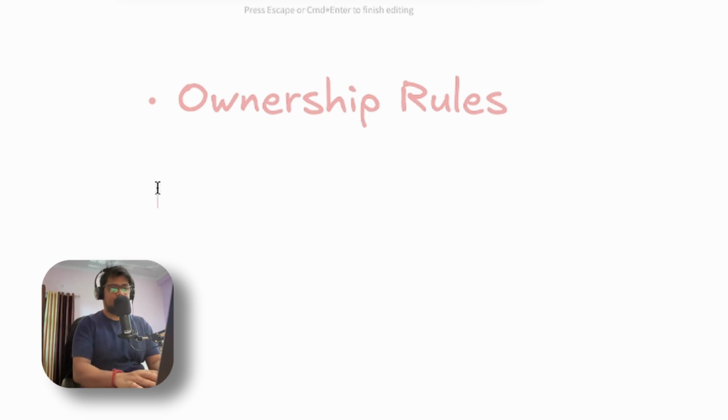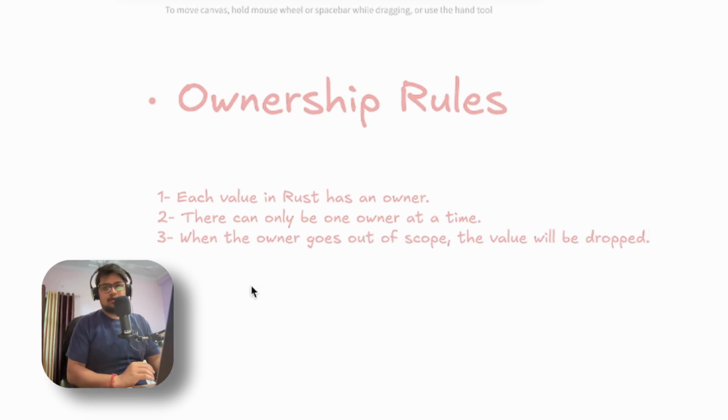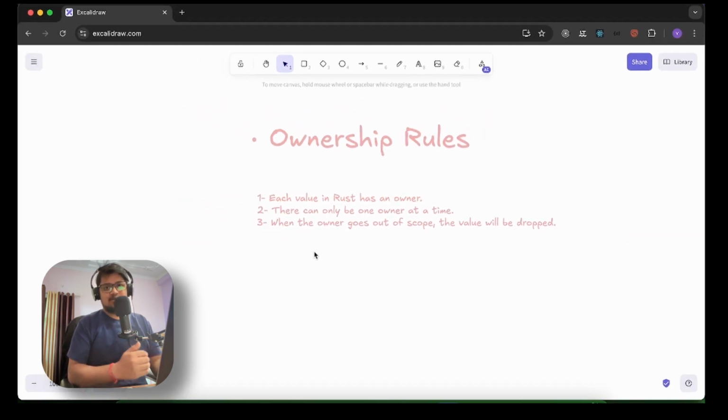As you can see, the first rule is each value in Rust has an owner. The second rule is there can be only one owner at a time. And the third rule is when the owner goes out of scope, the value will be dropped. Let's head over to a terminal, start writing code, and step by step learn these rules.